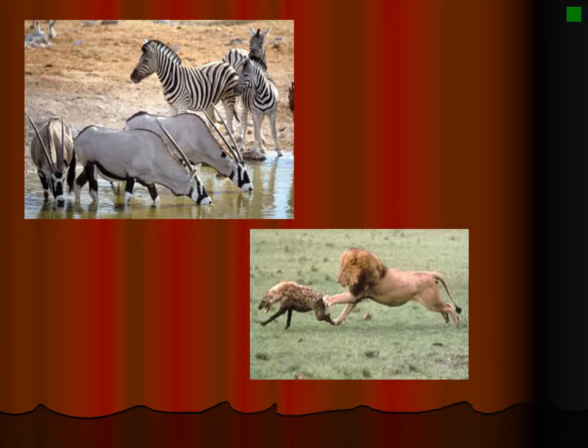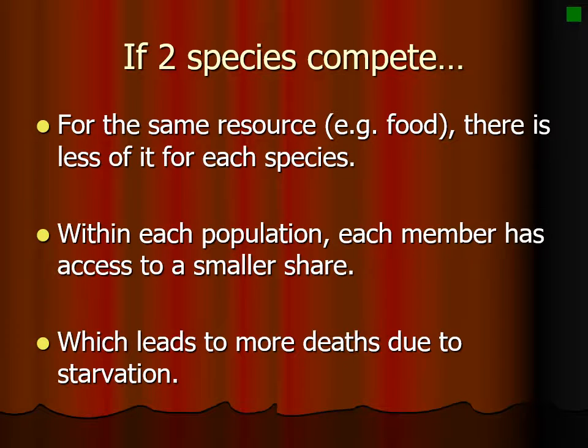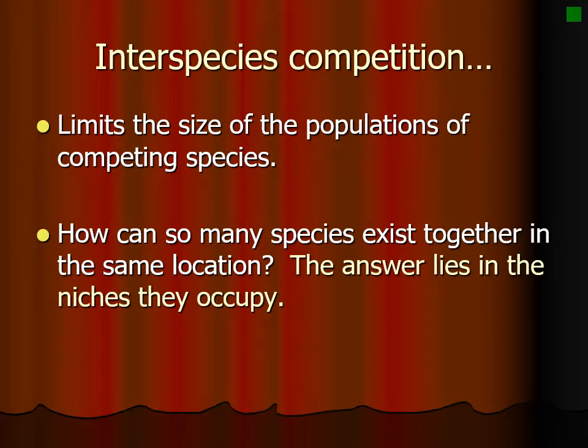Okay, so here's an example of interspecies competition where you have gazelles and zebra that are fed on by lions, and perhaps hyenas, when they get into packs, compete against the lions for the same food source. So if two species compete, you get into a situation where one might outcompete the other, creating a decrease in the population of the one who is losing. Okay.